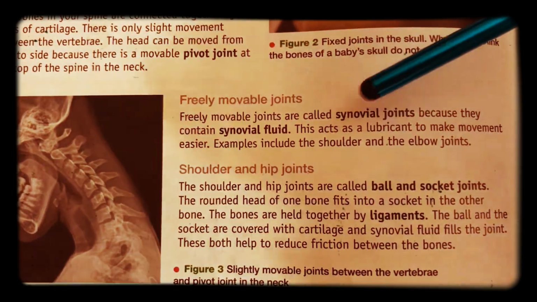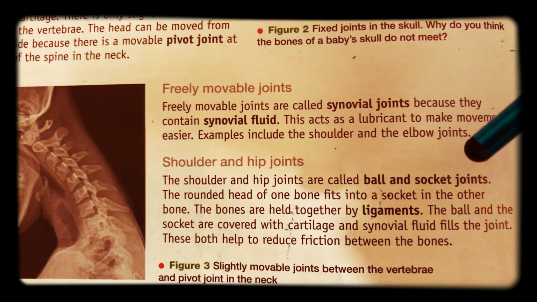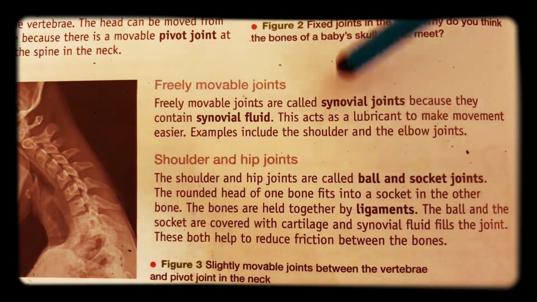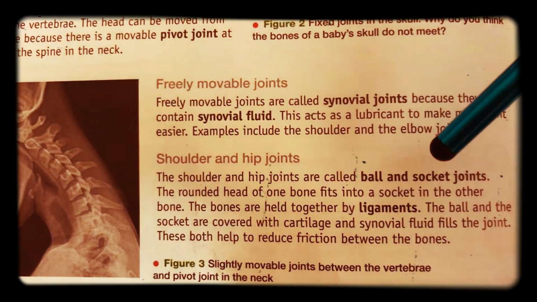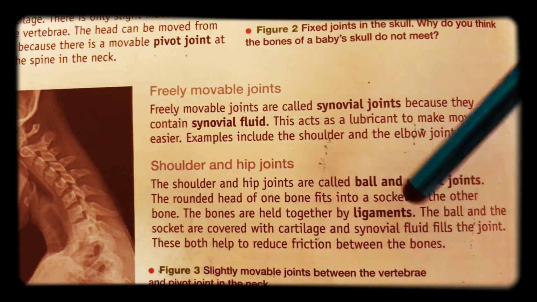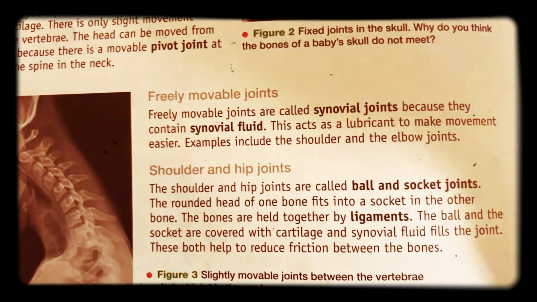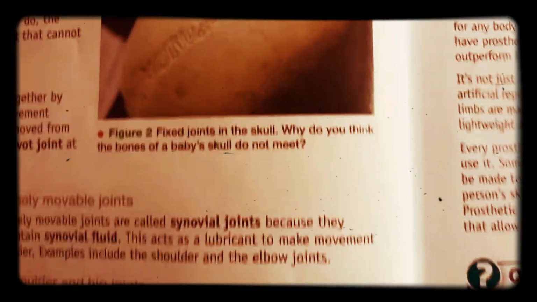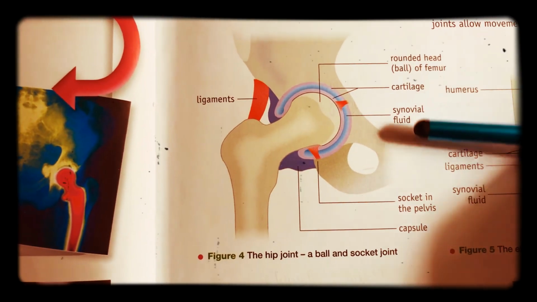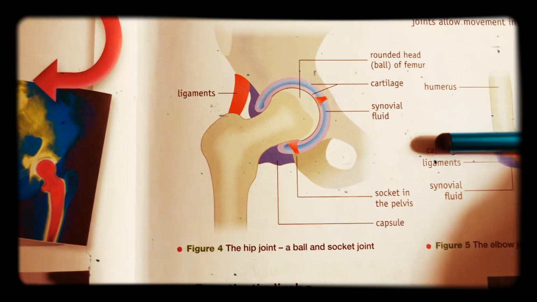Freely movable ones are called synovial joints. They actually contain a fluid called synovial fluid, and that acts as a lubricant. It makes the movement less jerky. So, for example, move your shoulder around, move your elbow joint around. Ball and socket joints are in your shoulder and your hip, which allows you to catch a ball and to kick a ball. The rounded head of one bone fits into the socket of the other, and the bones are held together by ligaments. There's also cartilage and synovial fluid that allow a reduction of friction.